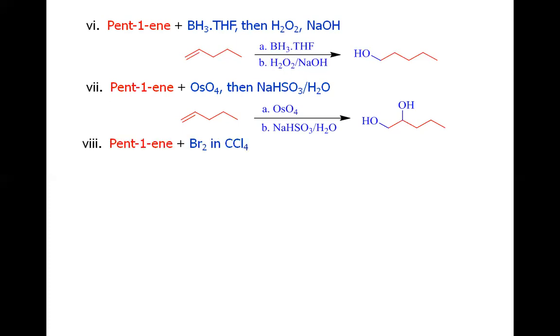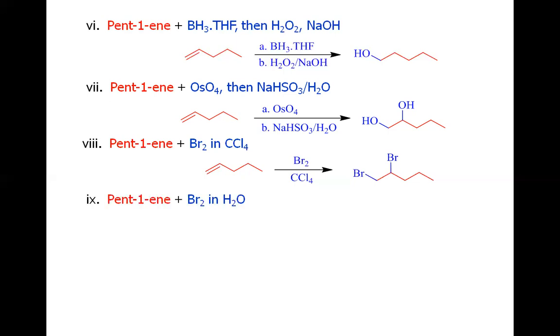For the eighth reaction, it is the reaction of pent-1-ene with bromine, Br2, in carbon tetrachloride. We have the two bromines attached to the carbons of the carbon-carbon double bond. It's simply called the dibromination step. And here the role of CCl4 is nothing but just a solvent, because CCl4 is inert for this particular system.